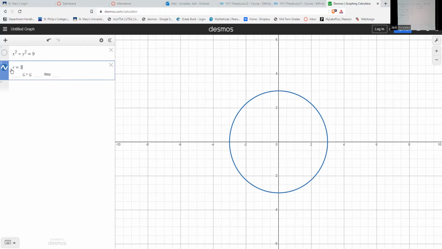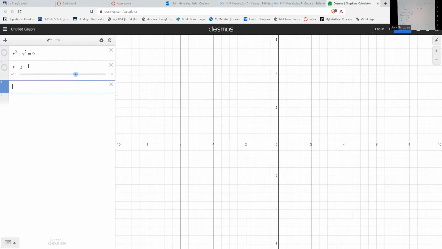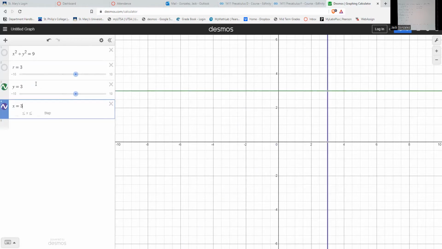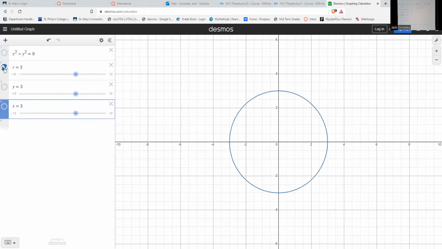Kind of like when we would do horizontal lines back in the day. y equal to 3. If there's no x, then x is everything, and y is stuck at 3. So it creates this solid line here. Vice versa, x equal to 3 would be any y, but x is always 3 for all those y's, which creates this vertical line. That's the same thing happening here. I have a radius for all angles.